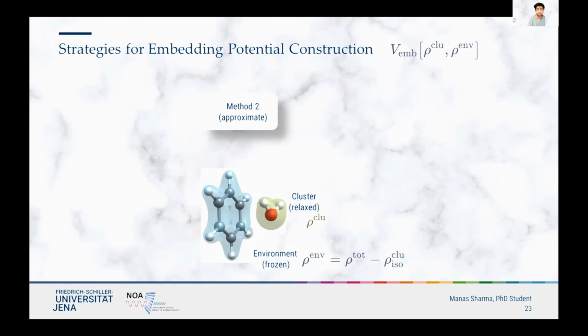This method again is approximate in nature because just the way of calculating the environment density has changed, but the presence of non-additive kinetic energy density functionals is still there. And now I would like to point out that this is actually just commonly known as frozen density embedding.